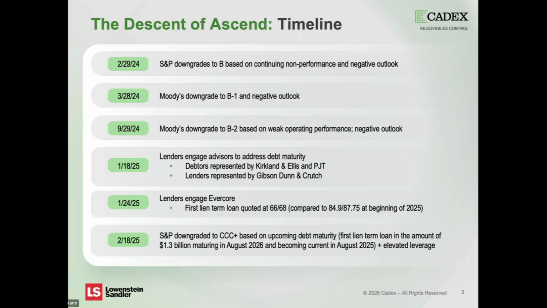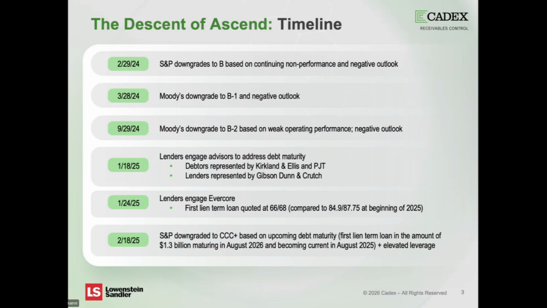So let's go back and just talk about Ascend. And again, like I said, the spoiler is that in mid-2025, this company filed for Chapter 11. And if you go back, right, and we pulled all the media and alerts and whatnot that cropped up over the year or so leading up to that filing, you go back to February of 2024, and S&P downgrades them to B based on continuing non-performance and a negative outlook. And you'll continue to see updates like that we get through these reporting agencies, S&P, Moody's, right? You continue on into March, a downgrade to B1, negative outlook.